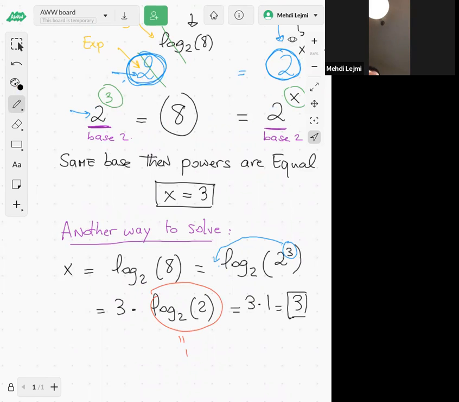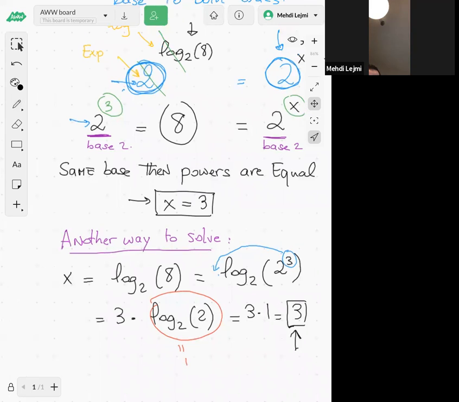And of course, we get the same answer. So all I'm saying, guys, is that sometimes you can use these properties of the log to find your x. Of course, it depends on the problem. Sometimes it doesn't work, but the trick which always works is applying the exponential.